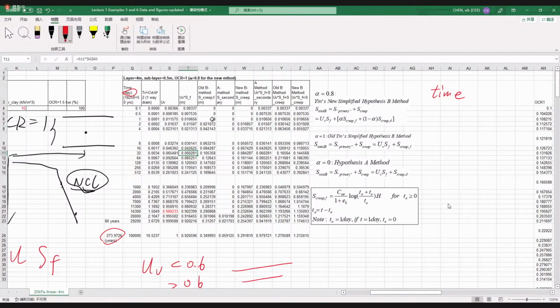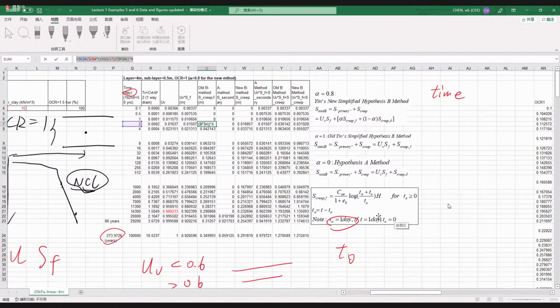And for the old B method, S-script final, how to calculate? First one, in the simplified hypothesis B method, the creep only occurs after T0, and T0 is equal to 1 day. So when T is smaller than 1, we don't have this item. The S-script final is always equal to 0. Then after T is larger than T0, we finally get the value for S-script final.